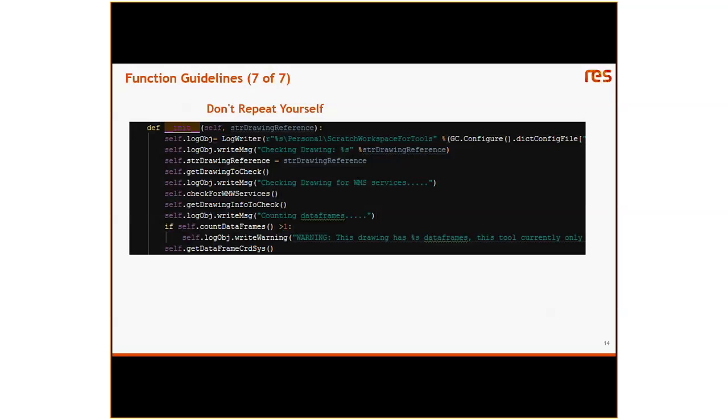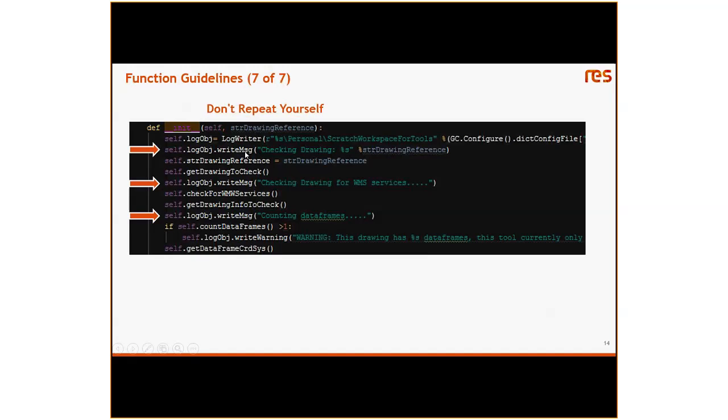Can anyone spot the repeated code in here? Is it the self.logObject.writeMessage calls? That's the example that I was dragging out from here. Thanks, Chris. So we've got 3 separate calls to the log_obj write message.